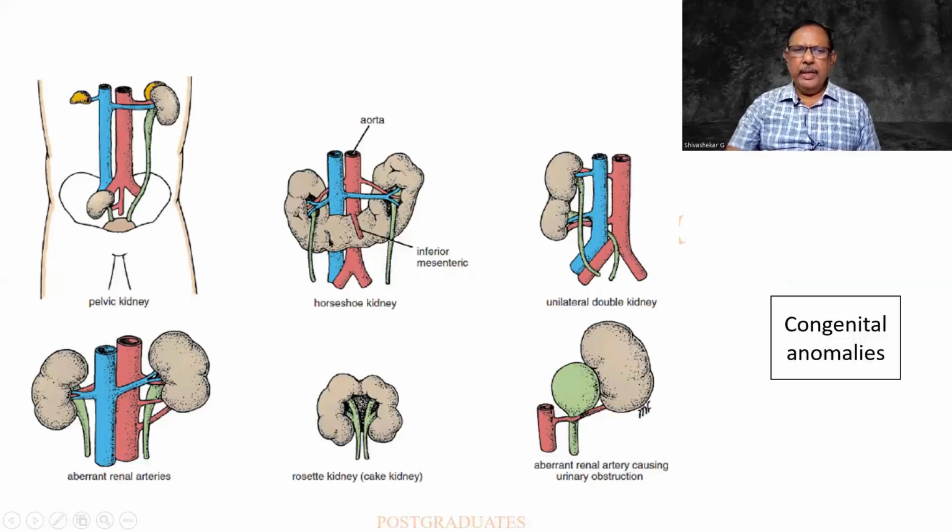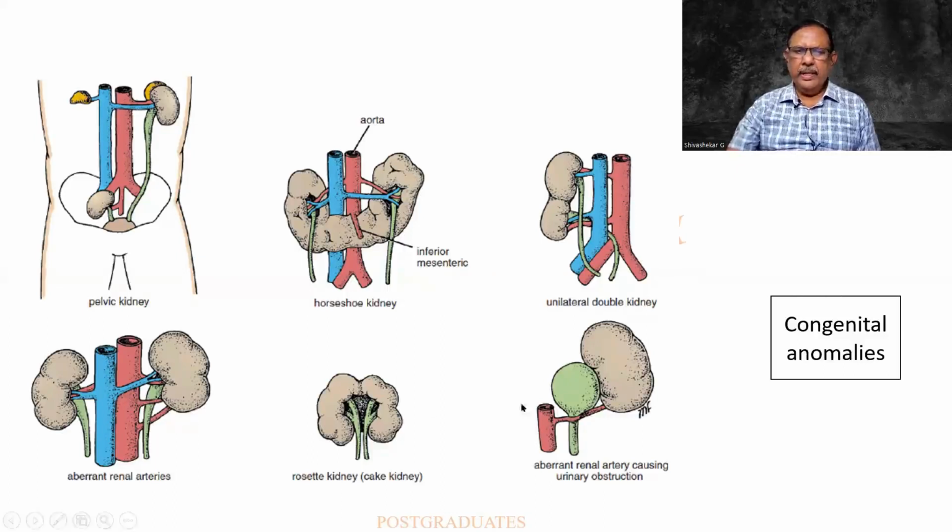Sometimes there can be a communication between the lower loops of the kidneys leading to a horseshoe kidney. Also, developmentally, I can see both the kidneys on one side, or there can be multiple blood vessels. In this case, the aberrant renal arteries can be a cause for renal hypertension. This is a rosette-like kidney or a cake kidney.